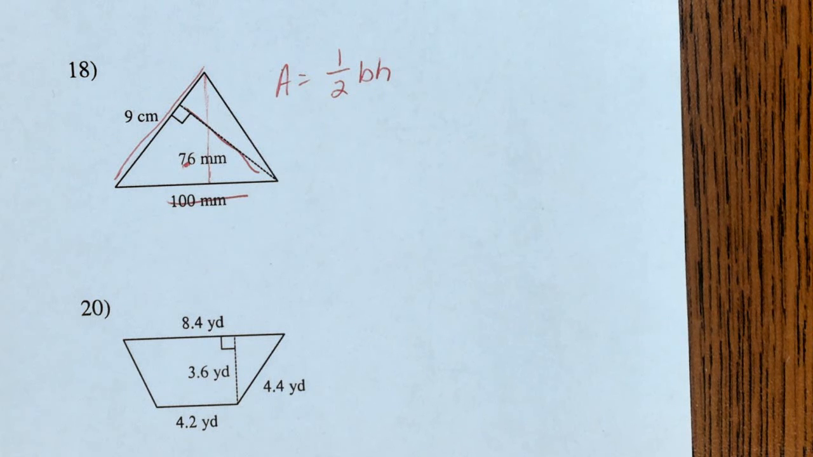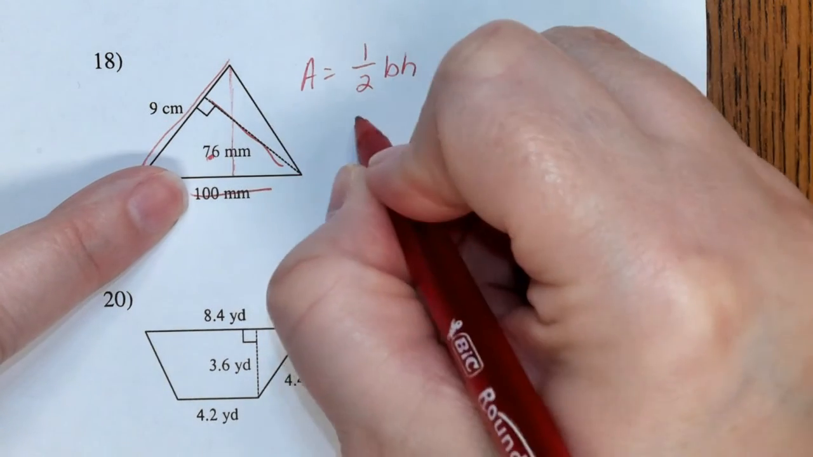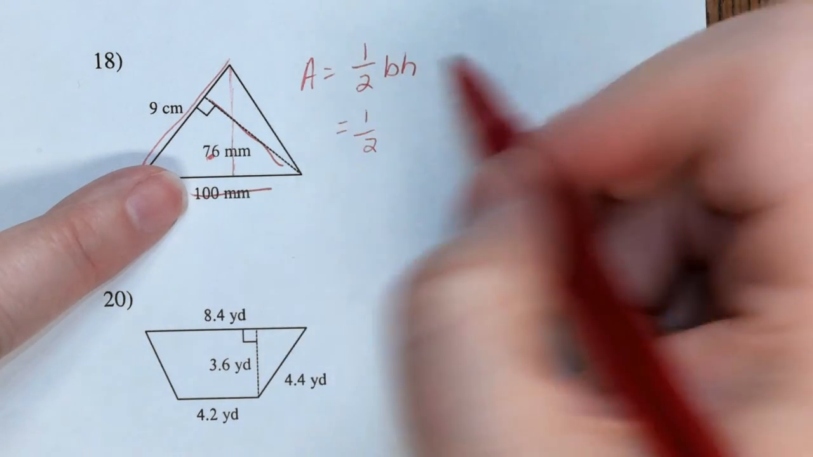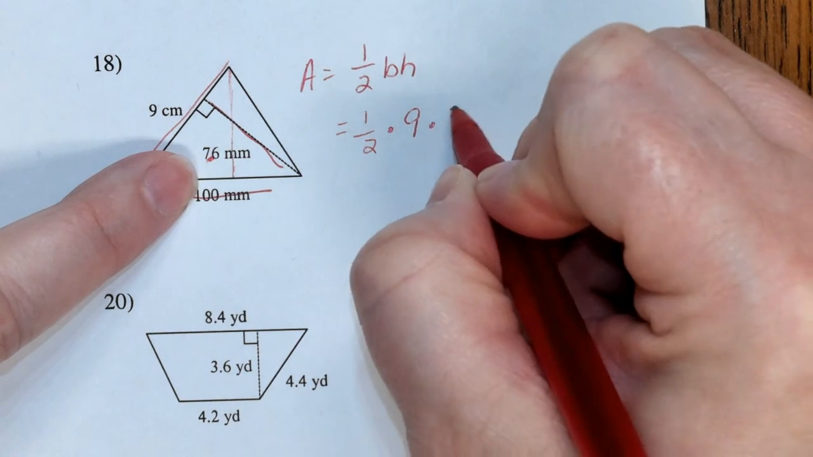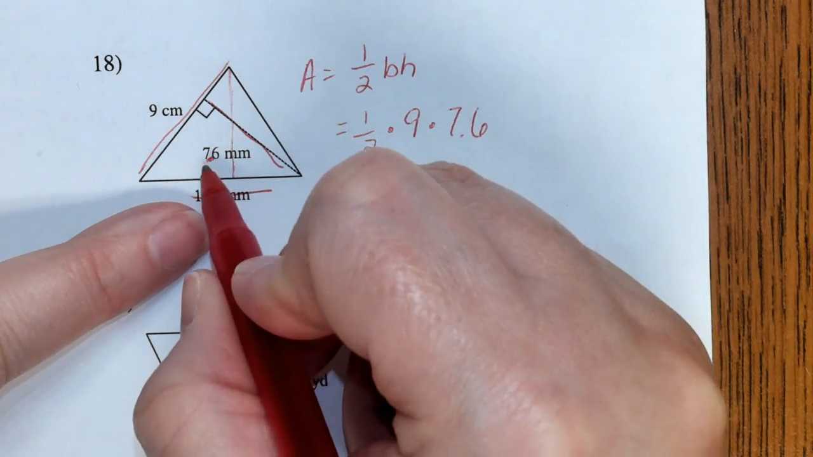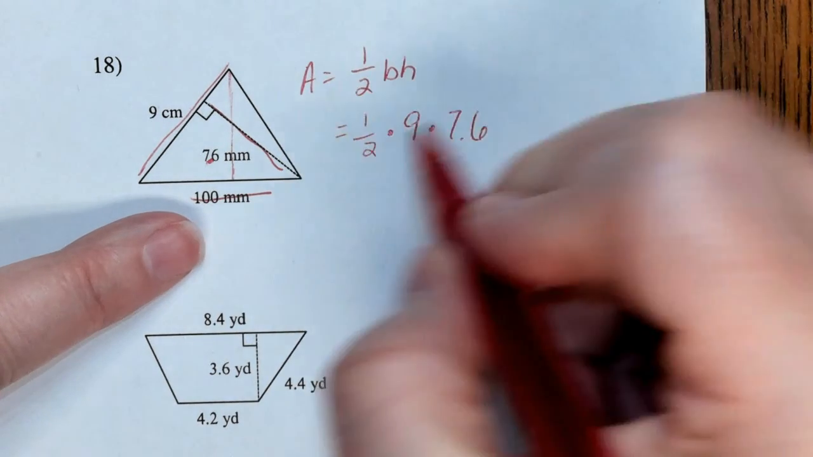Metric actually is a lot easier to work with than standard, but being in the U.S., we're used to feet, inches, yards, because that's what we use. But when you actually use the metric system, it's very easy because everything's a multiple of 10. So if you ever don't remember, that's okay. Just ask if you don't know how to convert. The base is 9. The height is 7.6. Yes, it's 76 millimeters, but it's 7.6 centimeters.